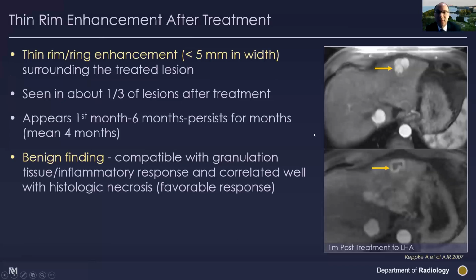This is that thin rim of enhancement that I talked about. You can see the lesion here is hypervascular. You can see that thin rim of enhancement that was seen in about a third of the lesions, and it appeared anywhere from the first month to 6 months, and it persists for months with a mean of about 4 months. It's a benign finding. It's not to be confused with tumor. It's actually granulation tissue, and it often corresponds with a good response.